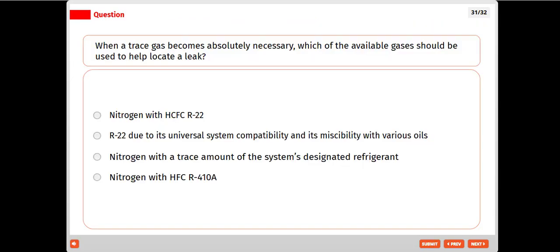When a trace gas becomes absolutely necessary, which of the available gases should be used to help locate a leak? Nitrogen with HCFC R22 due to its universal system compatibility and miscibility with the various oils, or nitrogen with a trace amount of the system's designed refrigerant. The latter.